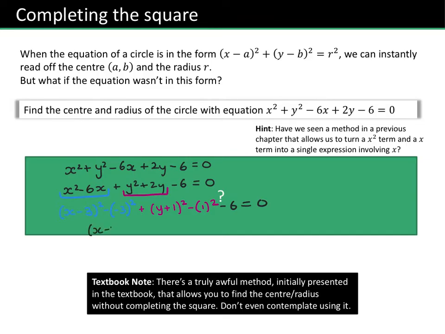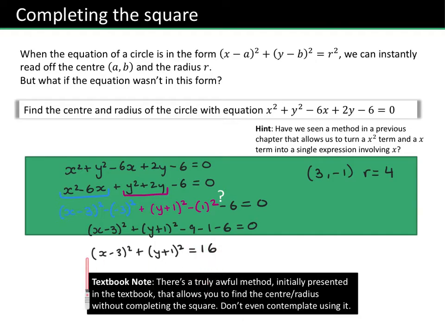So now I'm going to have x minus 3 squared plus y plus 1 squared. And then I'm going to have minus 9 minus 1 minus 6 equals 0. So I'm going to have x minus 3 squared plus y plus 1 squared equals 16. So now I can say that my centre is 3, minus 1 and my radius is 4 because we know it's the square root of 16. So this is how we find the centre and radius of an equation in this form.